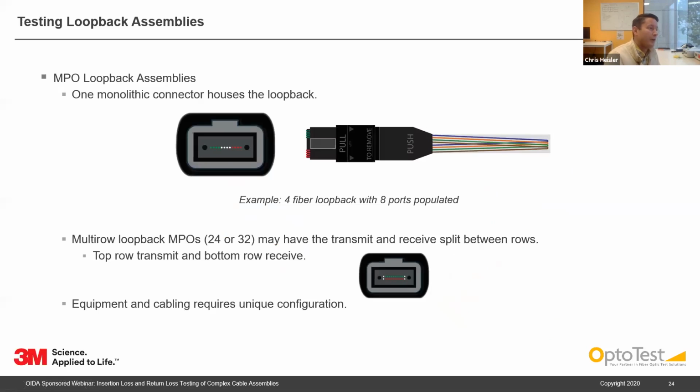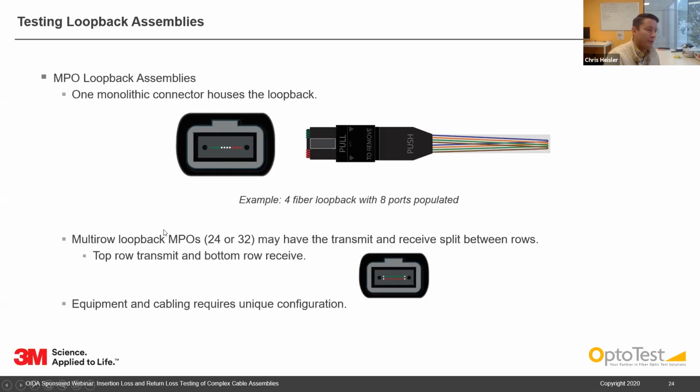Now looking at MPO loopback assemblies, these are typically housed in one monolithic connector. So in this case, we have a 4-fiber loopback. We have 4 going in and 4 coming out. Here's a top view of it. We have the 4 inputs that route back through to the 4 outputs.